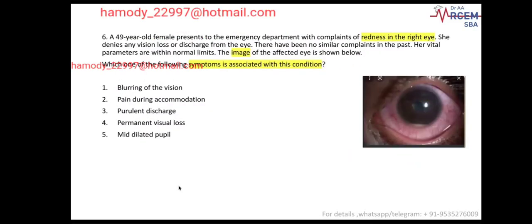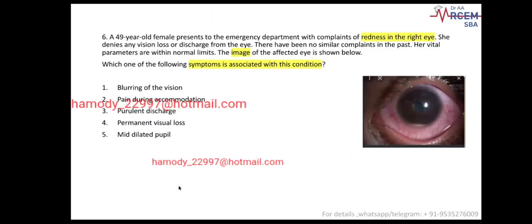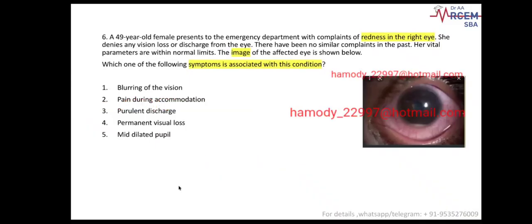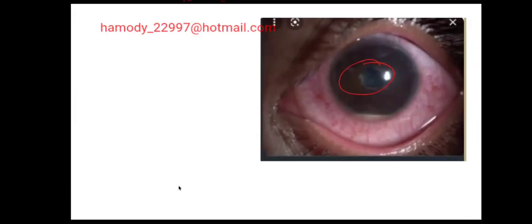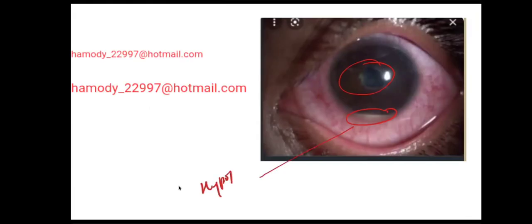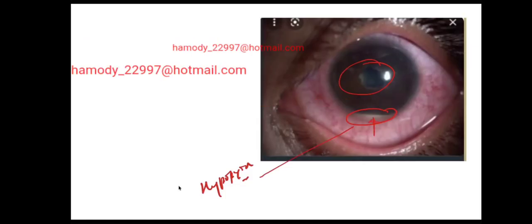Redness in the right eye, image is given. Symptoms are associated with which condition? In the image, as you can see, irregular pupil. That is enough for me to label as anterior uveitis. But I see something here wrong. What is this? This is known as hypopyon. Nothing but pus has got accumulated. It's an inflammation, infection which has happened. This is the pus what you're seeing here.